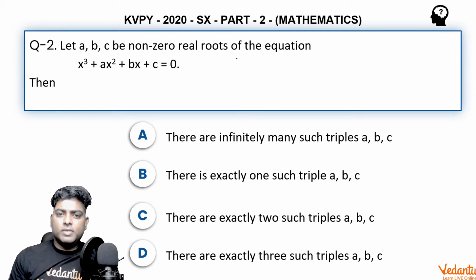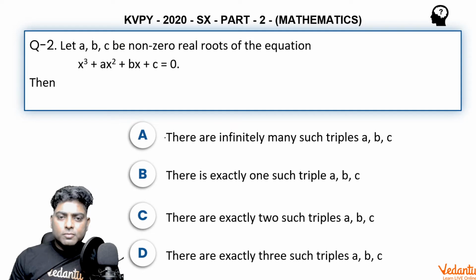A cubic polynomial is there. Let a, b, c be non-zero real roots of the equation x cube plus x square plus bx plus c equal to 0. Coefficients are also mentioned in terms of a, b, c. Here the roots are also a, b, c.